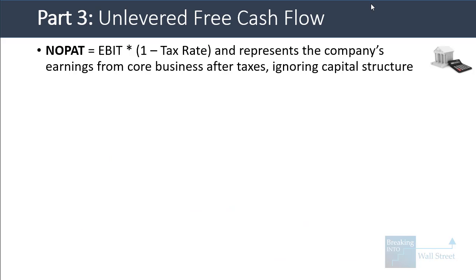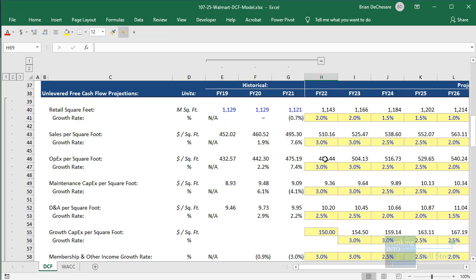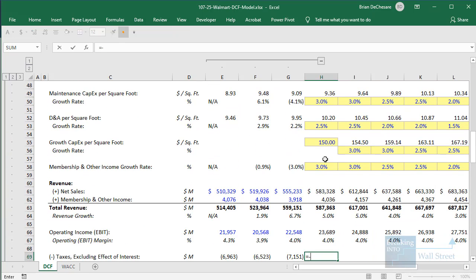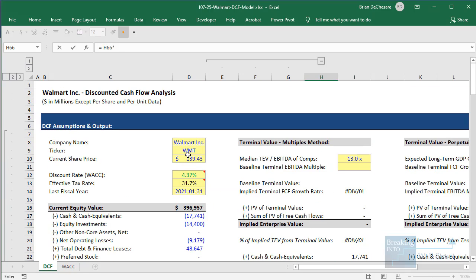And so with that set up, we can now calculate the net operating profit after taxes, or NOPAT. We can take the operating income and multiply by 1 minus the tax rate, or just calculate taxes separately and subtract them from operating income. So let's go in, and the tax rate here is an assumption up at the top. So let's use a negative sign, take the operating income, and then multiply by the tax rate here.